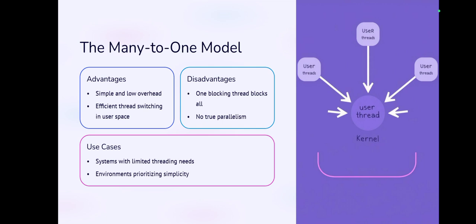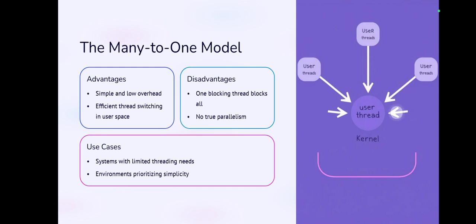The advantages of the many to one model are that it is simple with low overhead, and thread switching is efficient in user space. The disadvantages are that one blocking thread blocks all, and there is no true parallelism. Use cases are systems with limited threading needs and environments prioritizing simplicity.